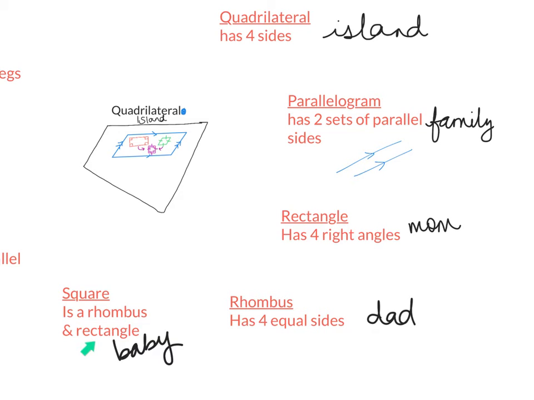Again, the square is part of the family, so it still has parallel sides, and it's still a quadrilateral because it's on the island. All right, so if you know this and you can draw this out, you're going to be able to answer a lot of questions that maybe sound really confusing, but they're not really once you kind of know this story.